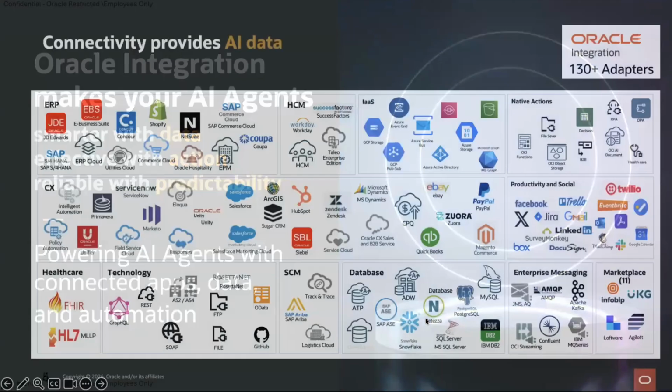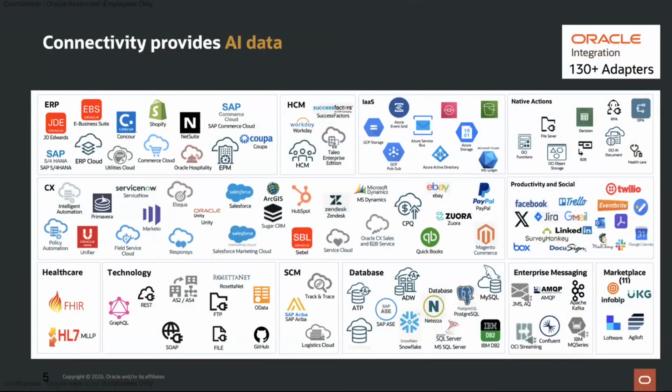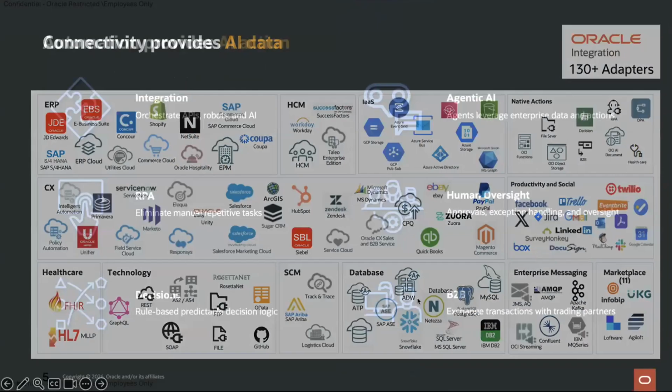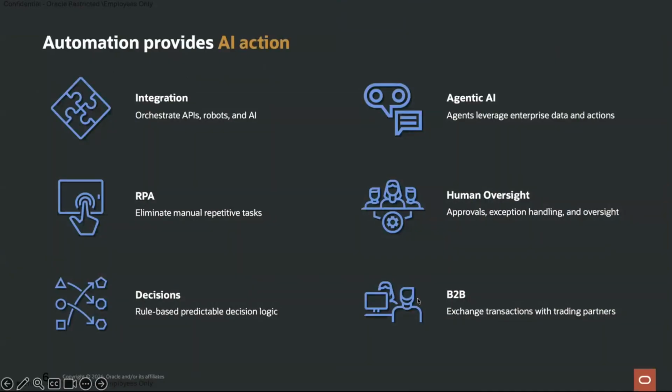for predictable outcomes. So if we look at the data side of that equation, we make agents smarter with data by providing them broad connectivity through our extensive library of pre-built adapters. So whether that's Oracle applications, third-party SaaS applications, databases, files, etc., these pre-built adapters ensure that you can connect your AI agents to pretty much any application within your enterprise. And then once these agents are grounded in the right context, the next expectation is to empower them with action.